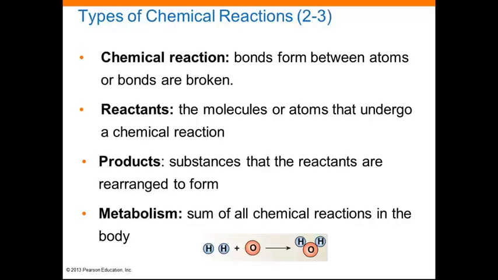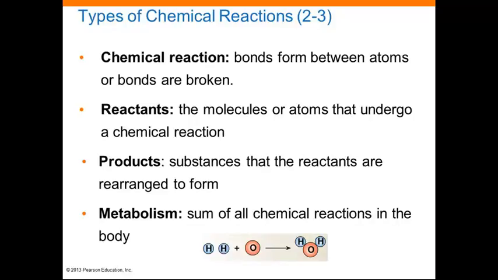And there's three key chemical reactions in physiology that we'll be talking about. But first, some basic energy concepts. Reactants are rearranged to form products. Reactants are the molecules or atoms that undergo the chemical reaction, and products are the substances that the reactants are arranged to form. That's what comes out of the chemical reaction. And then the sum of all the chemical reactions in the body is called metabolism. So some basic vocabulary for you there.